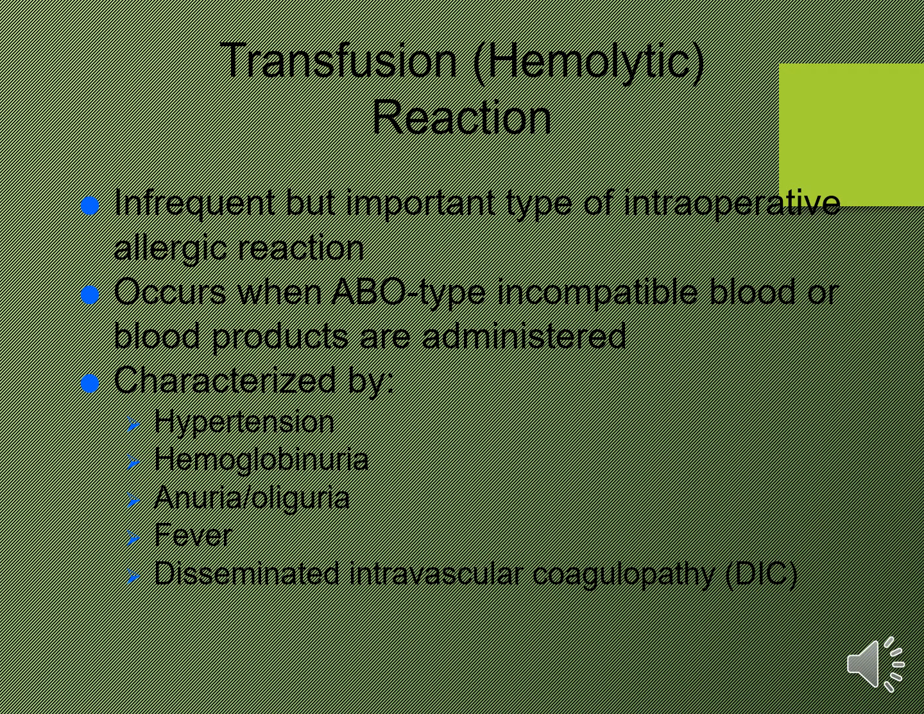Another thing that can happen in surgery is an allergic reaction, including to blood. This would be called a transfusion or hemolytic reaction. It is infrequent, but it's important that you guys know what it is. It's going to happen when incompatible blood or blood products are administered to a patient. So, we've talked about blood typing before and how it's important to give the same blood type to patients. Sometimes you still may get reactions. These are going to be characterized by hypertension, hemoglobinuria, anuria, fever, and disseminated intravascular coagulopathy, or DIC. So the first thing you want to do in this instance is to discontinue blood products.